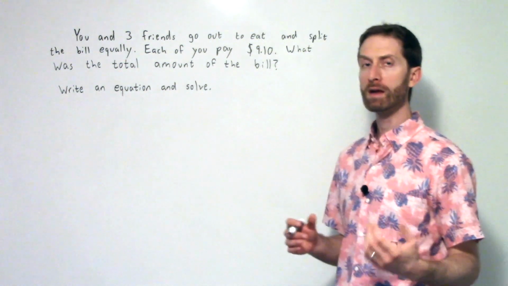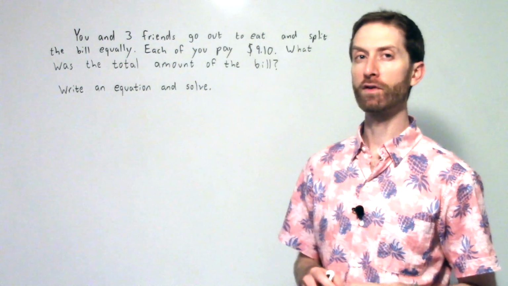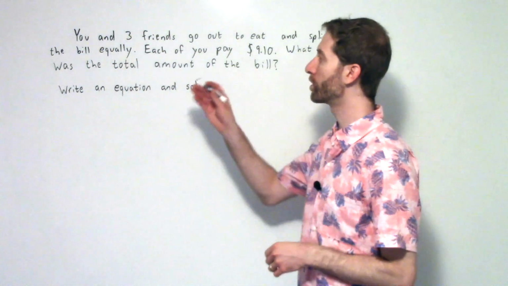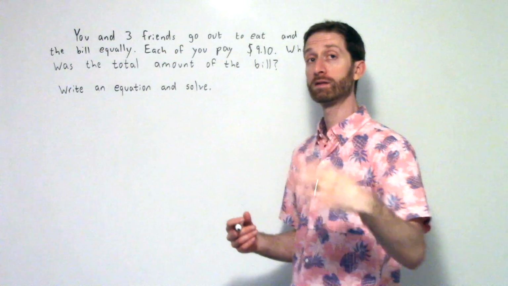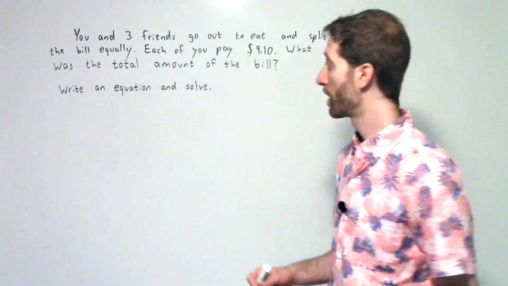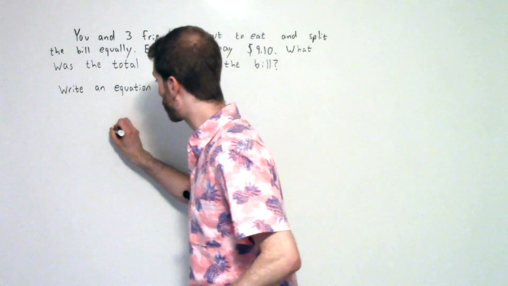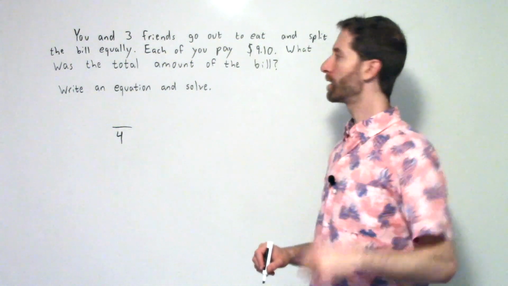So to me, right away, before I do much of anything, I'm going to translate that first sentence. If I'm splitting the bill equally between myself and 3 other friends, I'm splitting it 4 ways. Splitting it equally 4 ways is the definition of division. So I'm going to just start out with over 4, right? That's the division of the split equally 4 ways.